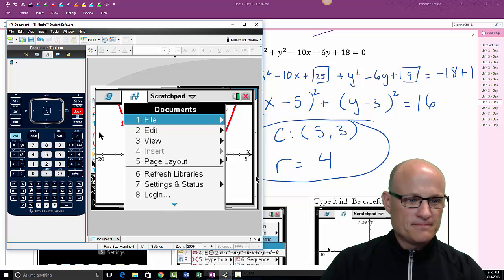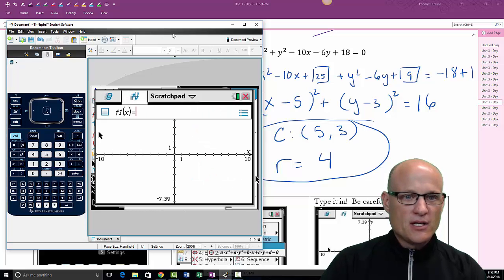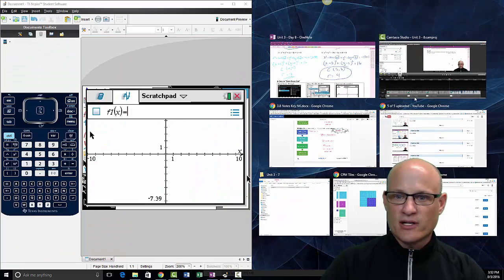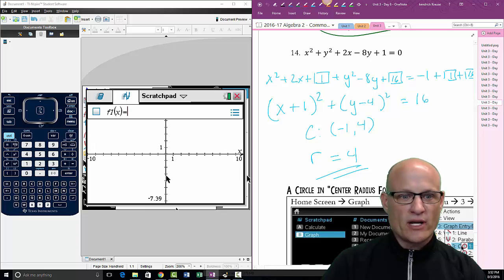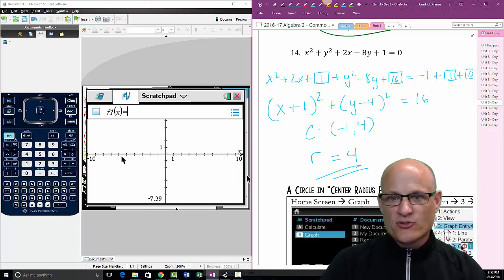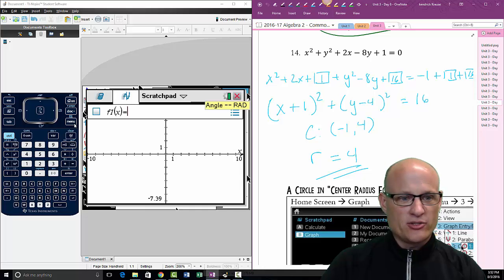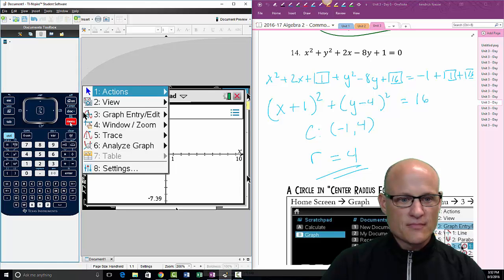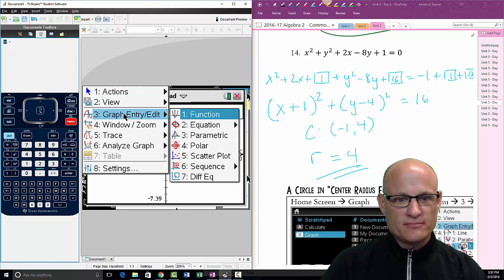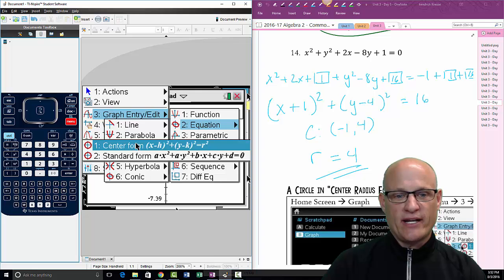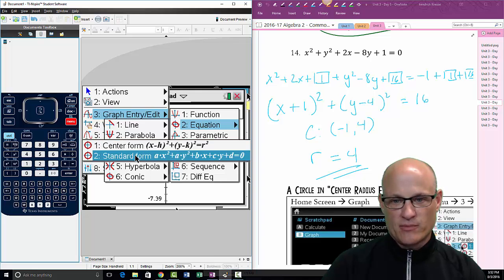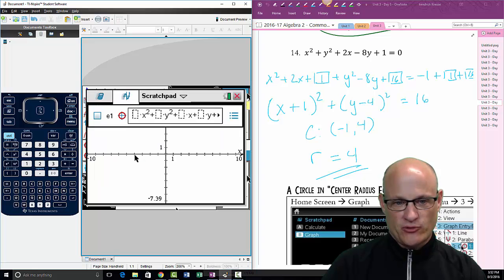Go back into graph mode. What I need to do is bring this to the left and bring this up. And I want to check this left one. So what I'm going to do is I want to see if I got it right. So I'm going to type the original in. I'm going to go into menu, then graph, and I'm going to graph an equation, and I'm going to graph a circle. Now, if you get here, you've got center radius form, and you have standard form. I'm going to do standard form first.